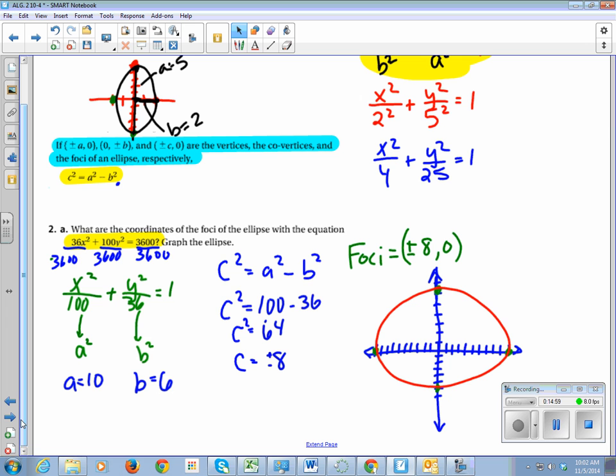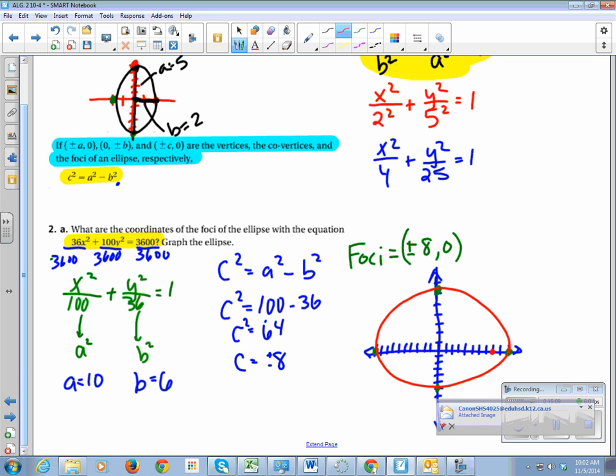It doesn't ask us to put the foci on there, but I'm going to do it anyway because we're extra credit kind of people. So the foci is at positive and negative 8. So that's right here.